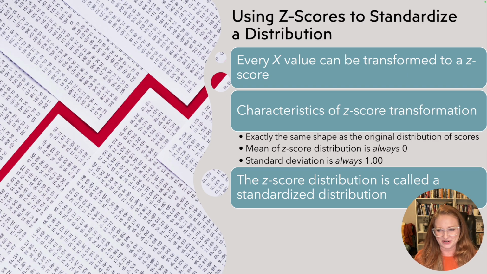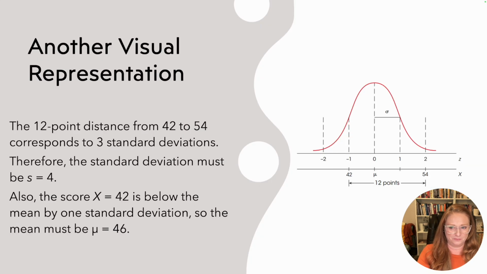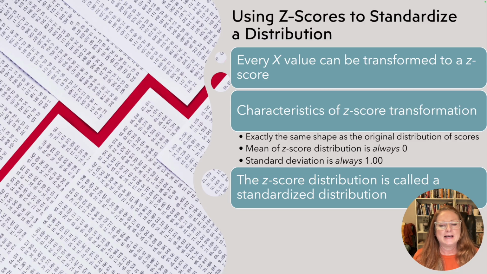Some characteristics of the z-score transformation. It has exactly the same shape as the original distribution of scores. The shape doesn't change. If you have the z-scores or the raw scores, same shape. The mean of the z-score distribution is always 0. Standard deviation is always 1. So 0, 1 standard deviation, 2 standard deviation, 3 standard deviation. On the negative side, 0, -1 standard deviation, -2 standard deviation, -3 standard deviation, right? The z-score distribution is sometimes called a standard distribution or a unit normal table or a z-table.